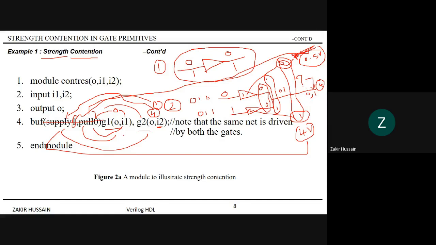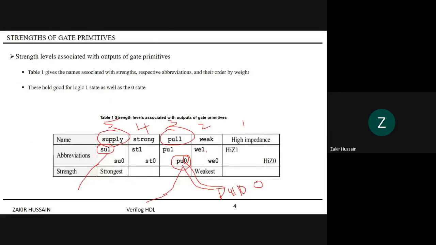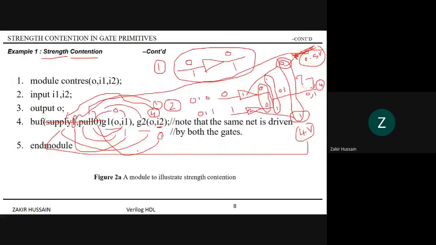The other way around is also possible. If 1 is coming here and 0 is coming here, then the game will change. This 1 is associated with this, and 0 means this is bound with this. Now finally, since this gate is bound with that and this gate is bound with that, who is going to dominate? That is dictated in the language by this table. Now is that clear? Yes, it is clear.